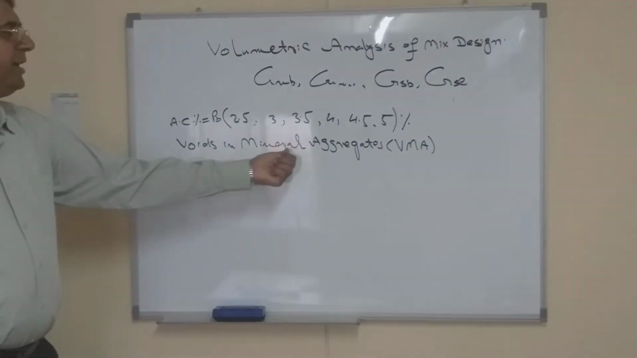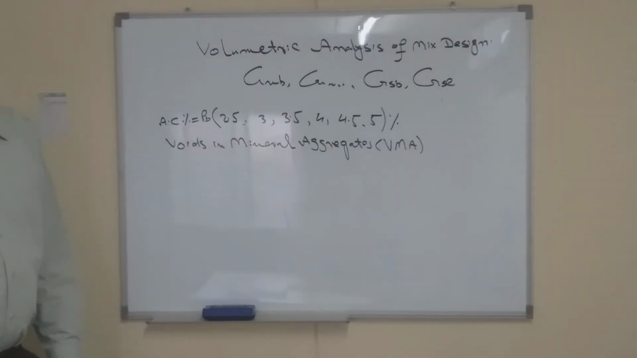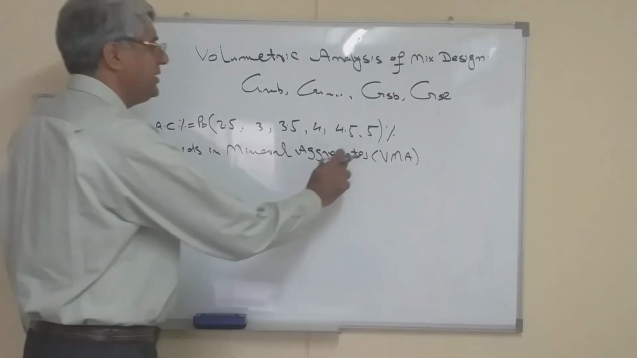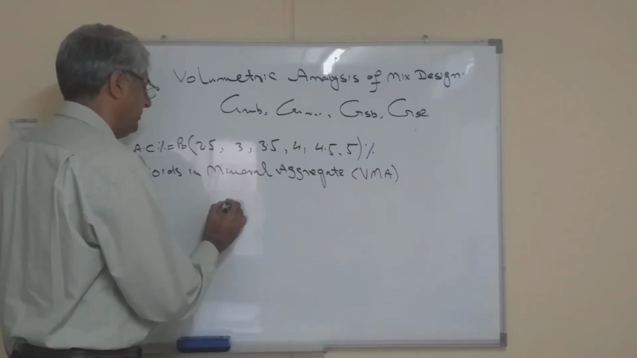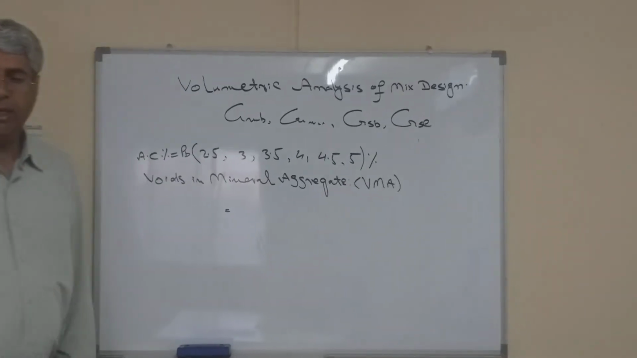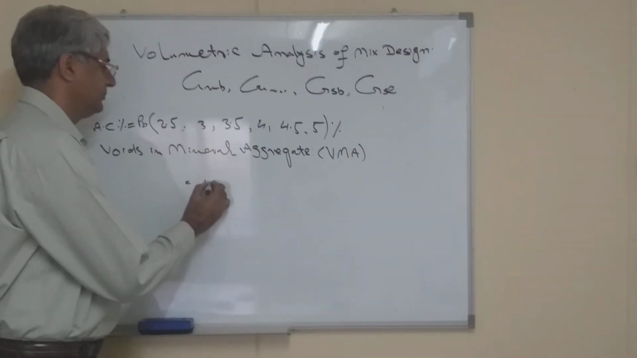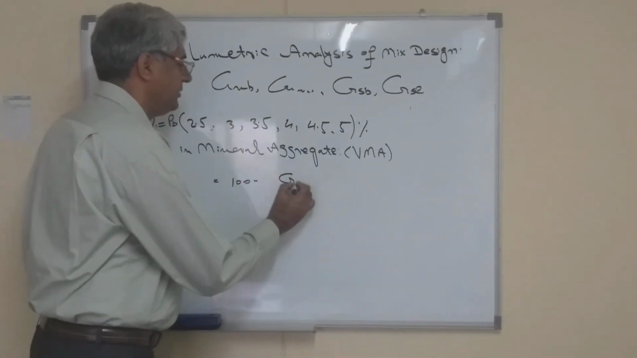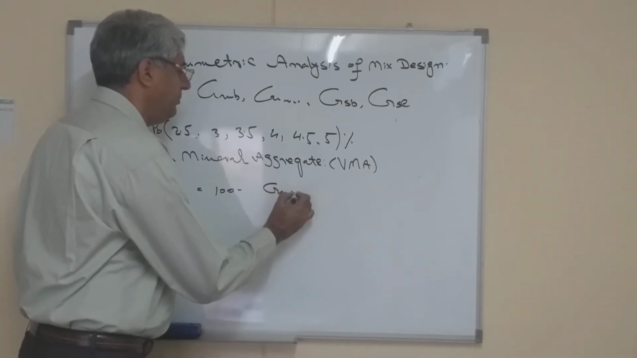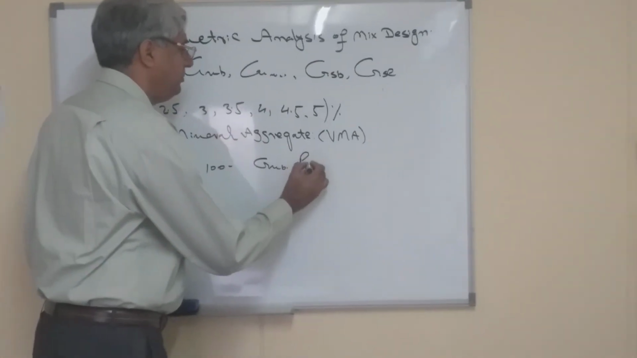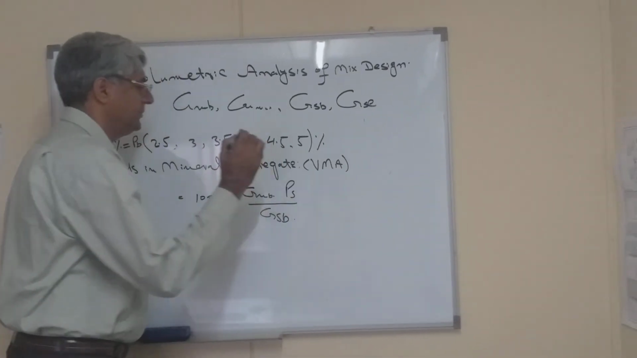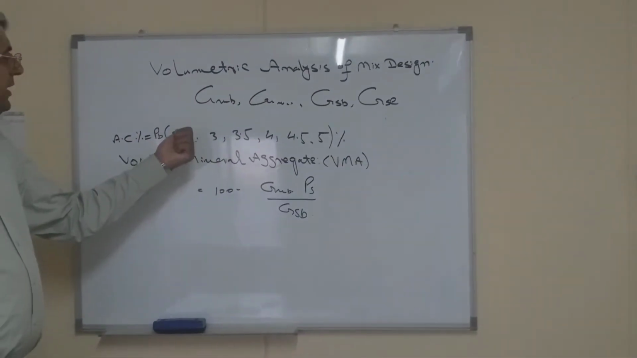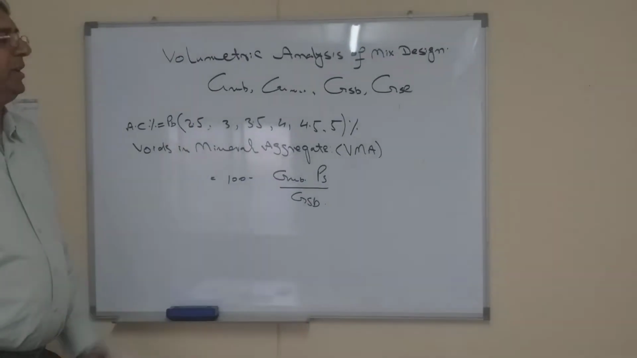Voids in mineral aggregates is represented by VMA. Its formula is given over here: 100 minus GMB times PS over GSB. At each asphalt content we will calculate this.